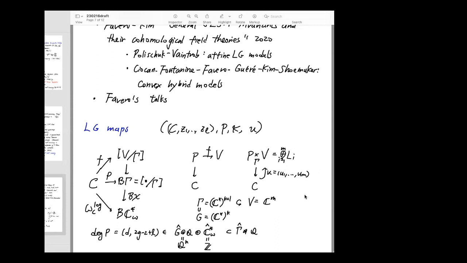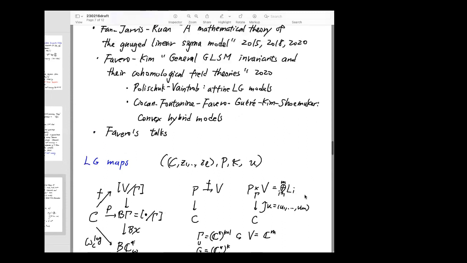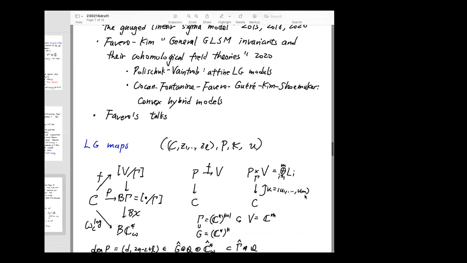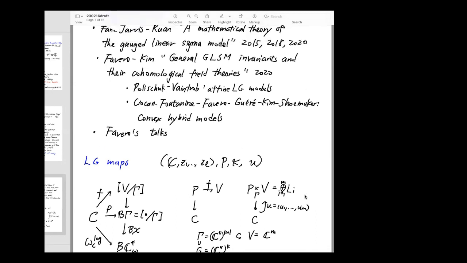I think there are some typos here, but I just want to say that rationally the degree of P can be split into the degree of a G bundle and the degree of the C star omega bundle, and the degree of the C star omega bundle is fixed to be 2g minus 2 plus l.